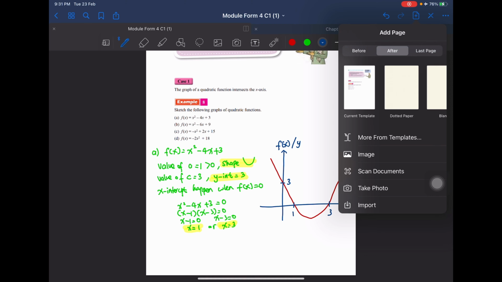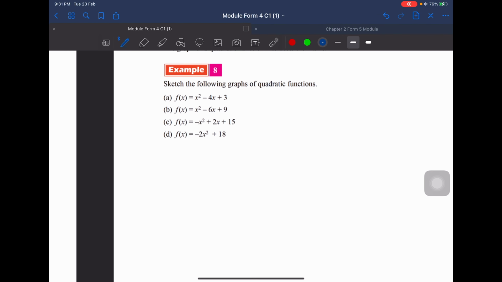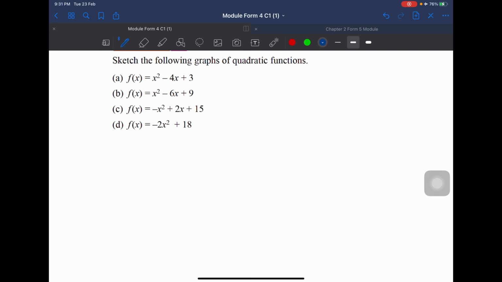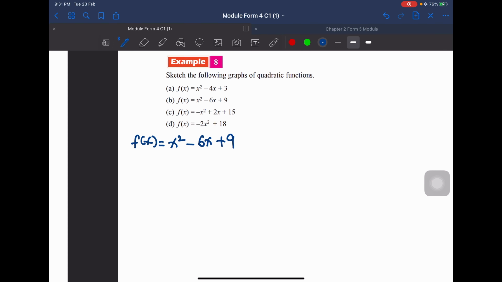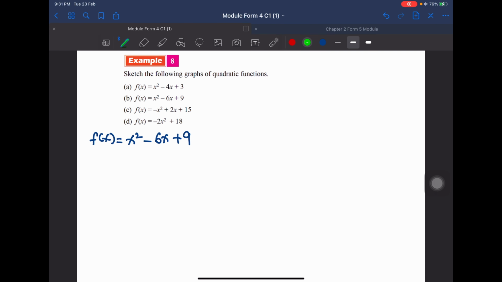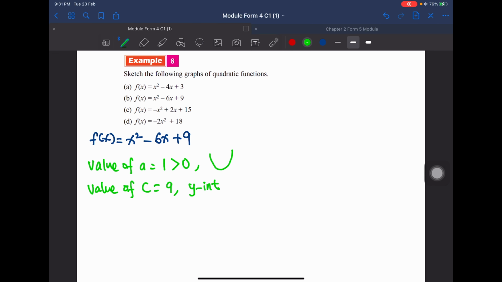Okay, so kita teruskan ke next question. Okay, B. So B kita ada f(x) equals to x square minus 6x plus 9. So sama juga, okay, kita identify one by one. Okay, so value of A dulu. Value of A equals to 1. So 1 is more than 0. So shape of the graph is senyum. Okay. Then kita tengok C. Value of C, okay, ini 9. Okay, so 9 is actually y-intercept.